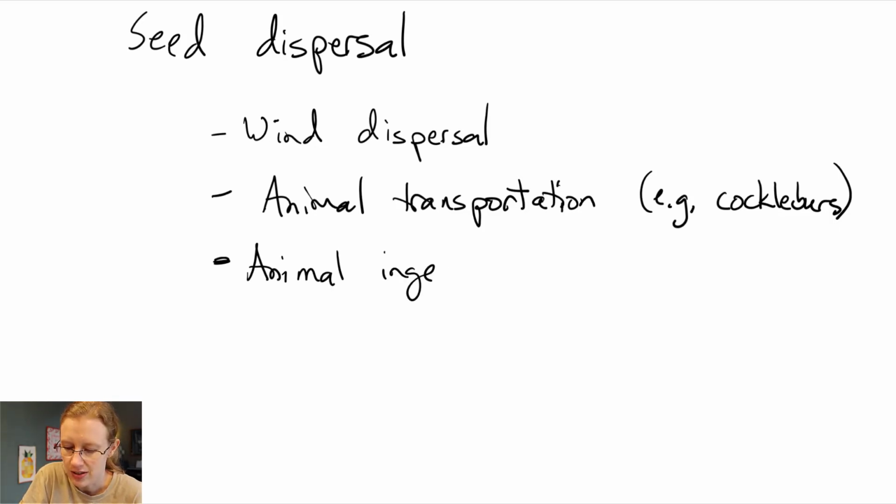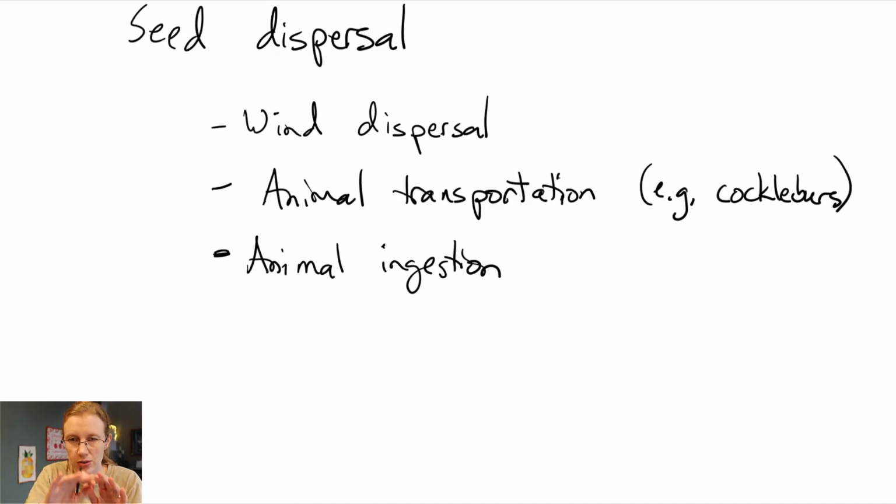Animal ingestion. Okay, so remember with the angiosperms, the seeds are enclosed in this really protective structure, the protective ovary. And it turns out when animals eat fruits, sometimes the seeds survive digestion. So the animal eats the fruit, gets the fleshy part, gets the nutrients from that, and the seed just passes through sort of unfazed. The seed is still able to germinate even after passing all the way through the animal's digestive tract. So yeah, that's a third way that seeds can be dispersed.